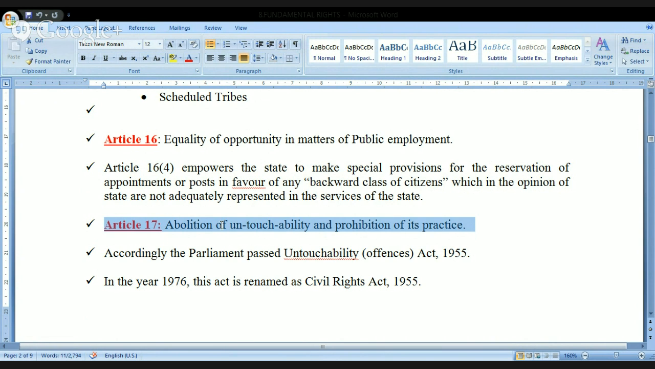And people like Mahatma Gandhi and Dr. B.R. Ambedkar, these are the people who fought against the concept of untouchability.